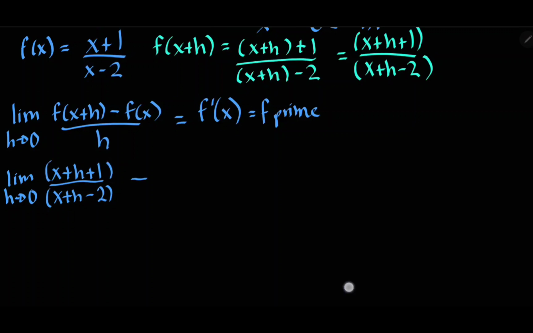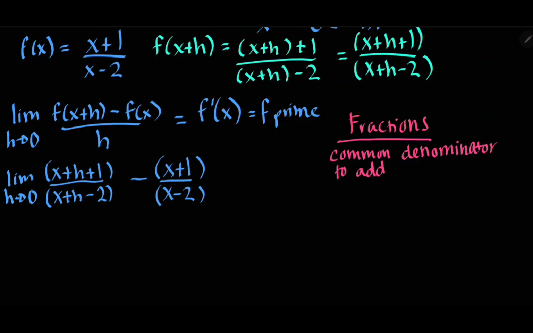And then we subtract our original function, which was x plus 1 over x minus 2. The issue here is we need a common denominator to add or subtract fractions. The easiest way to find a common denominator when you have x's in your denominator is just to multiply by each other. Because what we want is just x plus h minus 2, which is that first denominator, times x minus 2. So you just look at what you're missing on one side and multiply it by the other.